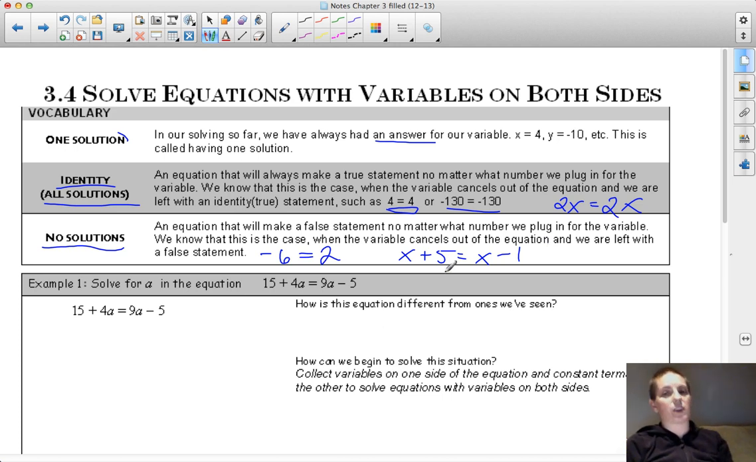We always go back to think about money, right? If you're supposed to get paid a certain amount for a job, and they're going to increase your pay by $5, that can never be the same as if you're going to get paid a certain amount for a job and they're going to take away $1. So just be cautious. This impossibility, things that can't happen, are going to cause no solutions.